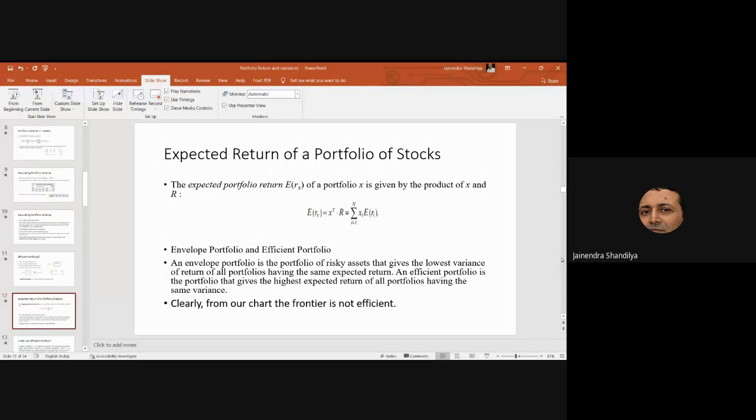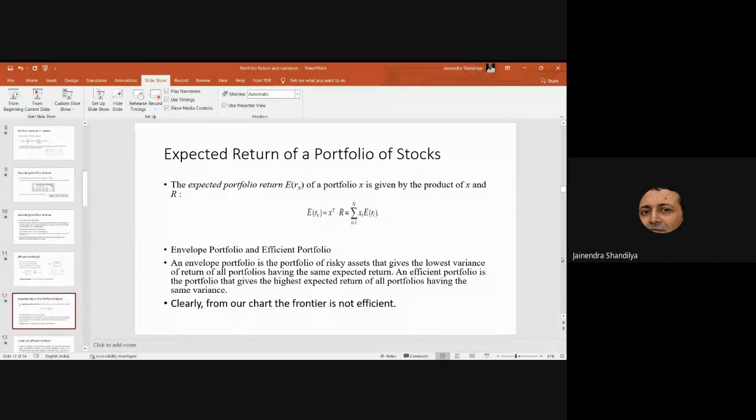So let's move to the second slide. In the second slide, as you can see, we have the expected return, which is nothing but the transpose of x into r. And remember, here you are using transpose because x can be in the vertical array, whereas in our example we wrote x in the horizontal one, so you don't need to do the transpose of x. You can just write x into r, a matrix product should be sufficient to give you the value of the expected return. Now coming to envelope portfolio.